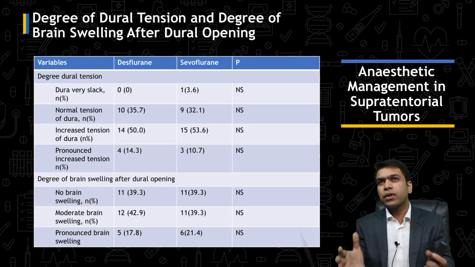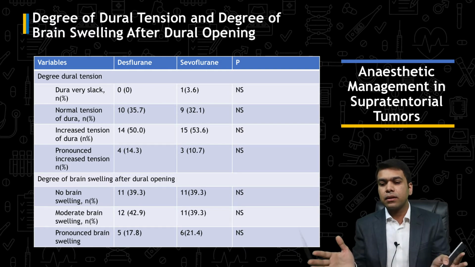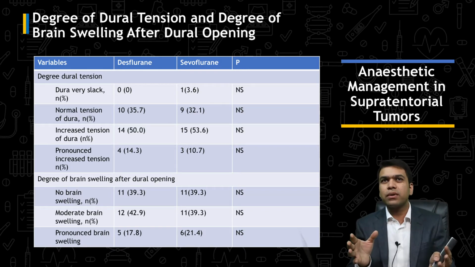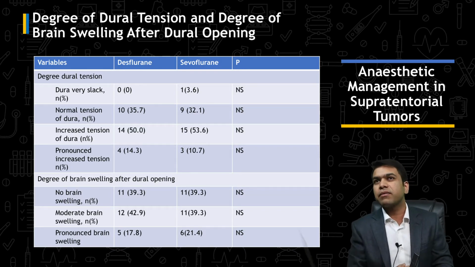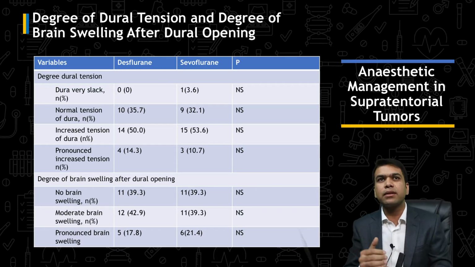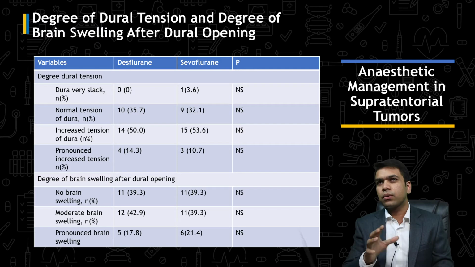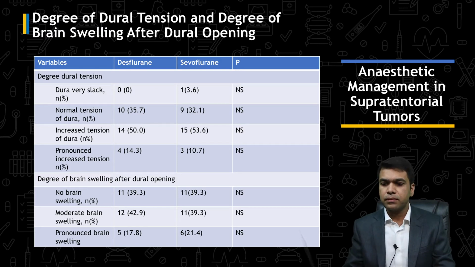And this is if you want to do inhalation only. And between the drugs, most commonly used nowadays are desflurane and sevoflurane. And in between the two drugs, there is no significant difference in the dural tension, even before and after opening the dura. So any drug is okay.